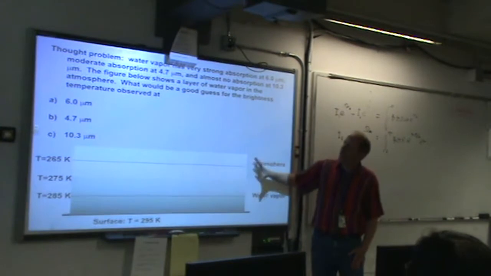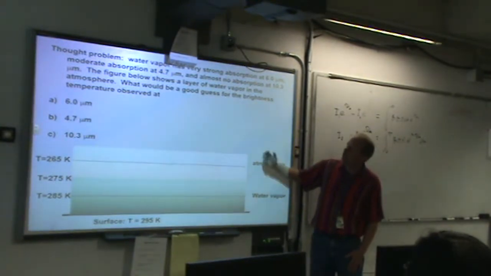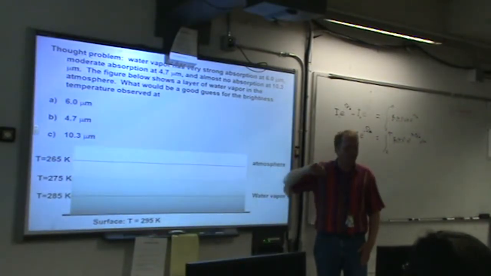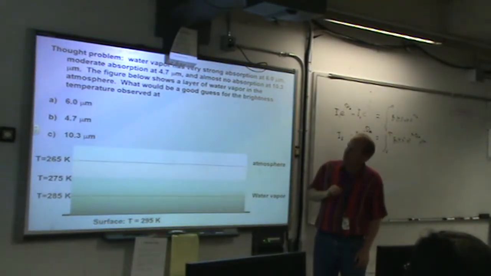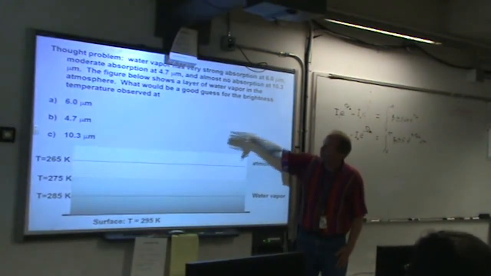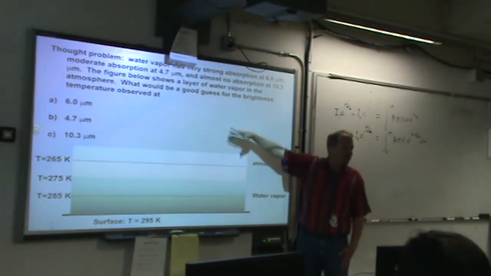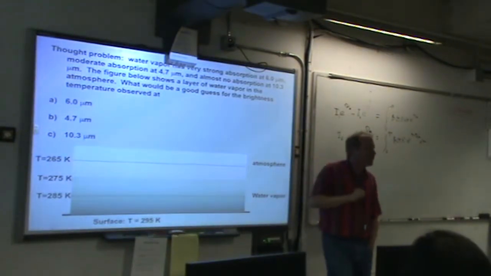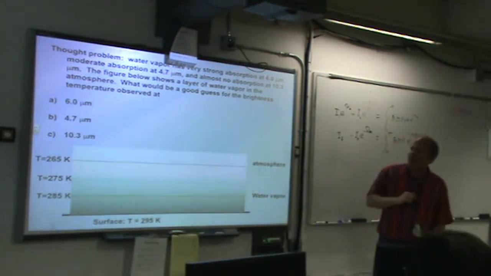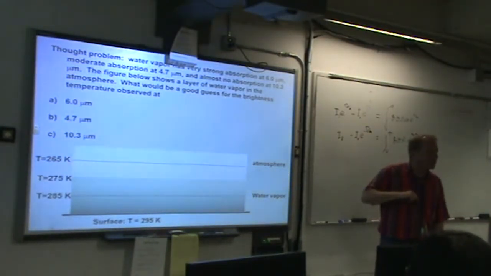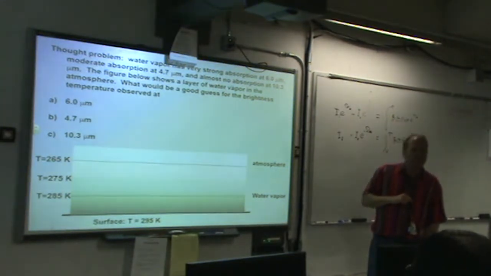So at 4.7, moderate, it's like the water vapor halfway exists. You're going to see halfway up the water vapor and so on. And if they're very strongly absorbing, everything from below is going to be absorbed. You're only going to see that emission coming from the very top, where nothing more is going to be absorbed. So you can see the temperature from the top. It was at 285. Well, you probably see more like 265, because it's very strongly absorbed. That makes sense?